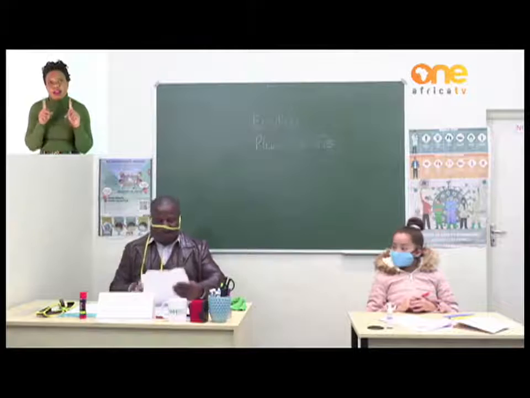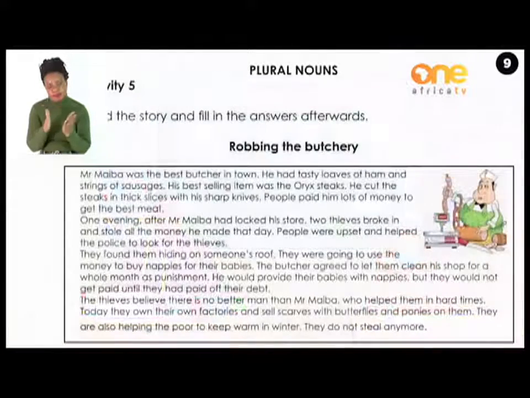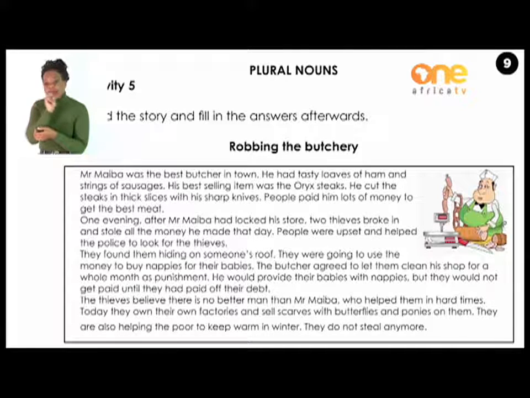Okay, boys and girls, let's turn our books to page 5, where we are having an interesting comprehension passage. And this comprehension passage is full with nouns. Page number 9. There are nouns that are in singular form and some are in plural form. We will be able to identify them. Okay, I'm going to read in your hearing the passage.